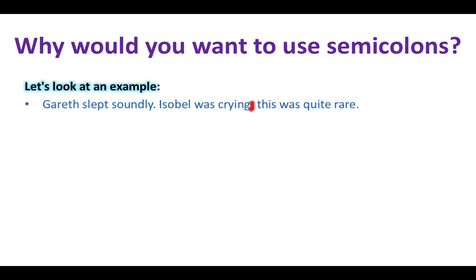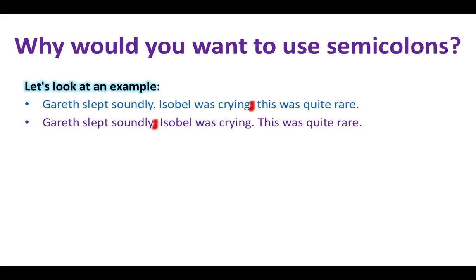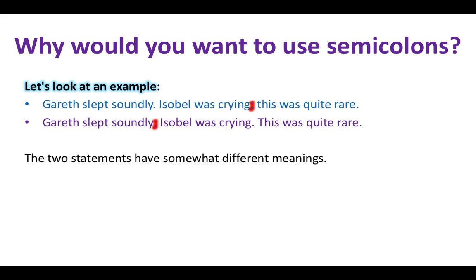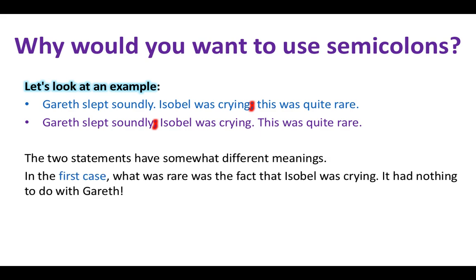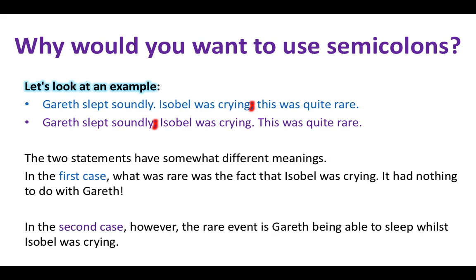Gareth slept soundly; Isabel was crying. This was quite rare. Gareth slept soundly. Isabel was crying; this was quite rare. The two statements have somewhat different meanings. In the first case, what was rare was the fact that Isabel was crying. It had nothing to do with Gareth. In the second case, however, the rare event is Gareth being able to sleep while Isabel was crying.